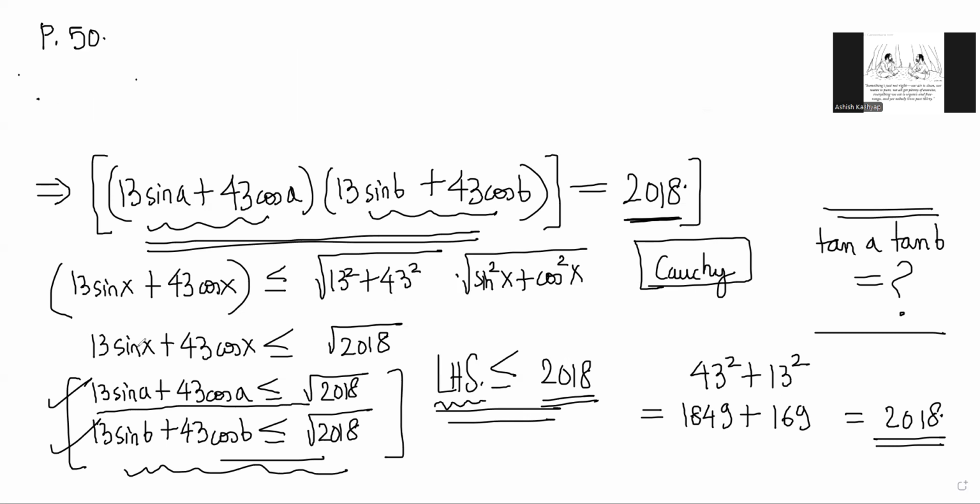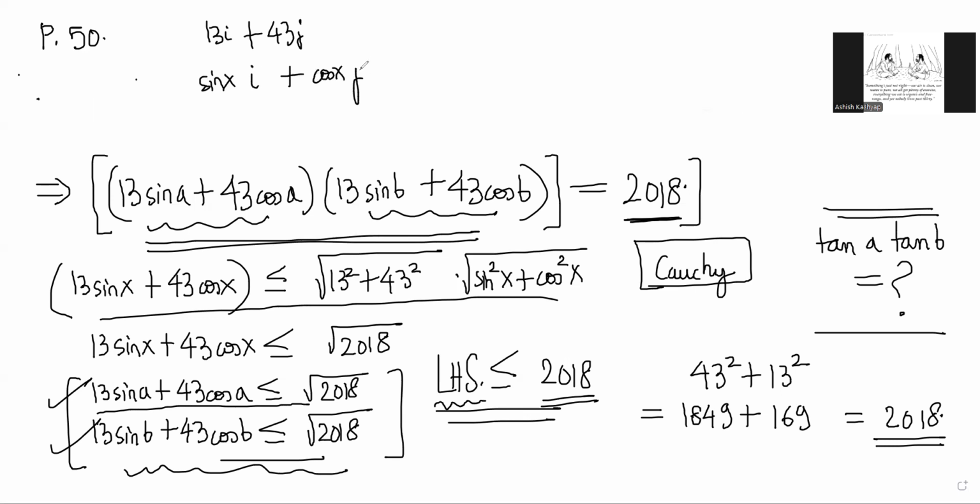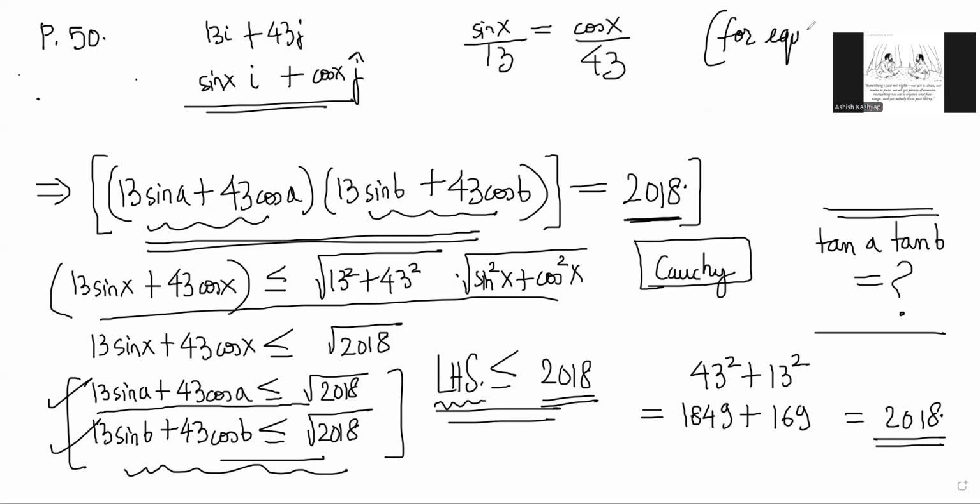two vectors. For example, when I'm applying Cauchy here, my vectors are like 13i plus 43j, and the other vector is sin x i and cos x j, right? These are the two vectors on the basis of which I was applying this. And for the equality case, both the vectors must be parallel. So you can say sin x by 13 should be equal to cos x by 43 for equality.